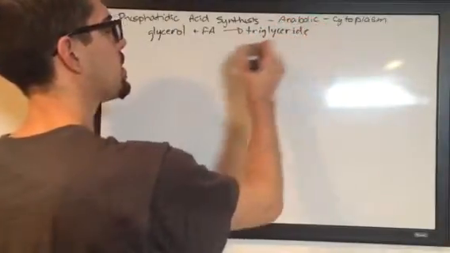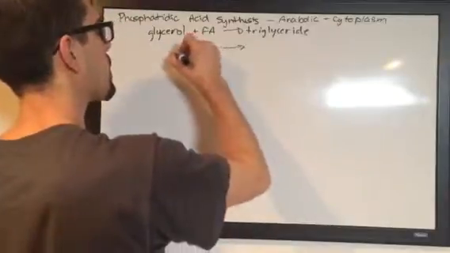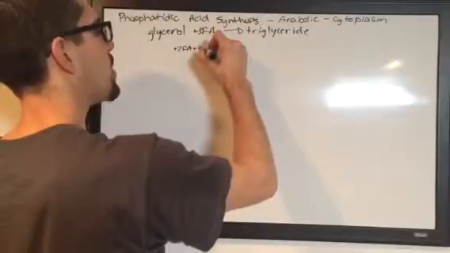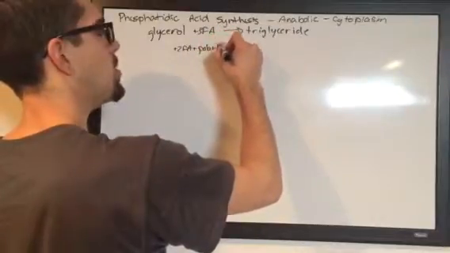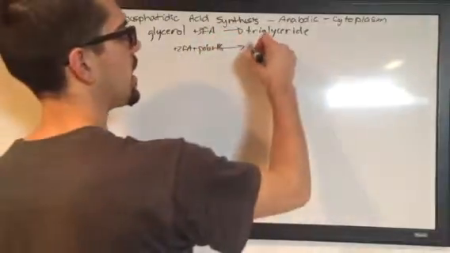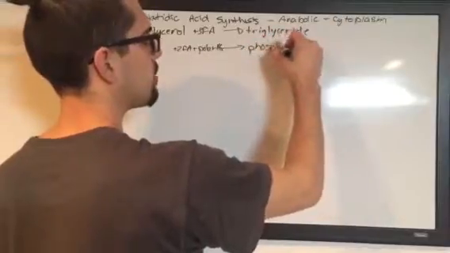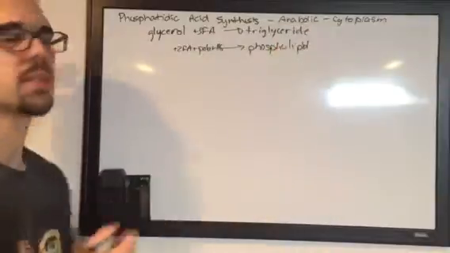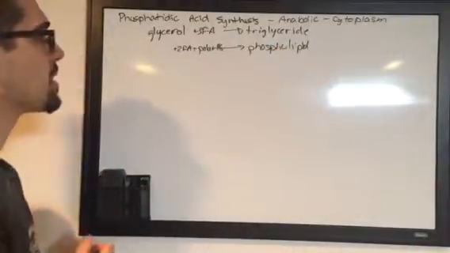We can also tack on some fatty acids and a polar head group. Polar, HG is head group, to make a phospholipid. Those are kind of the two main products of phosphatidic acid synthesis.